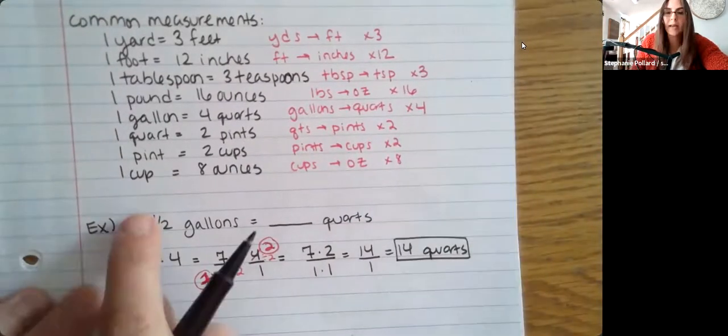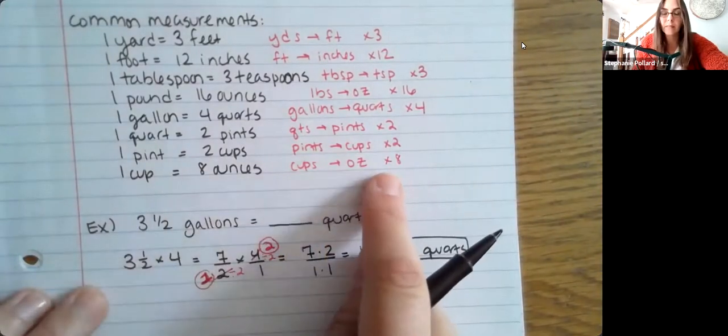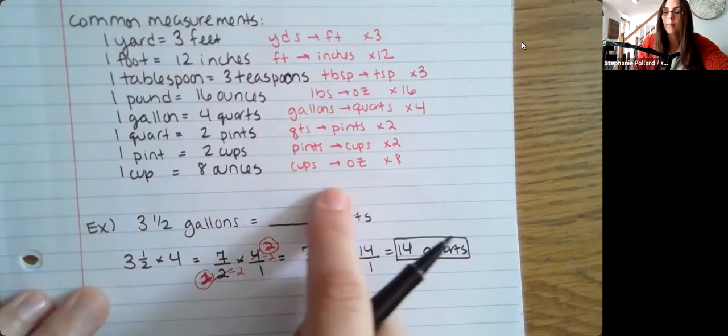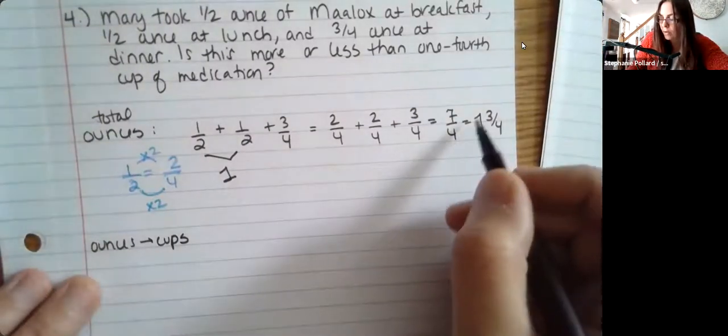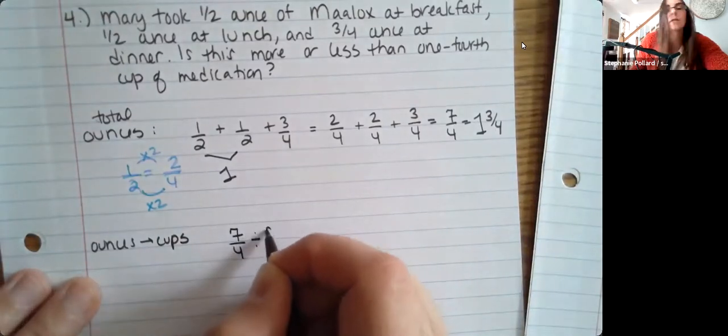So if I go back to my chart here, I see that 1 cup has 8 ounces. So when I go from cups to ounces, I'm multiplying by 8. This time we're reversing the order though. We're going from ounces to cups. So instead of multiplying by 8, if I'm going the other way, I'm going to divide by 8. So I'm going to take that 1 3/4 or that 7/4, and I'm going to divide it by 8.